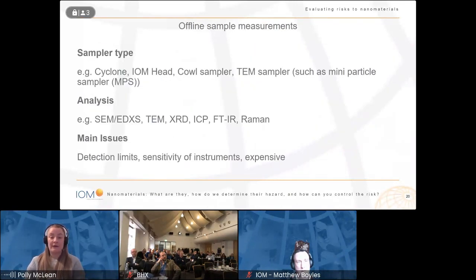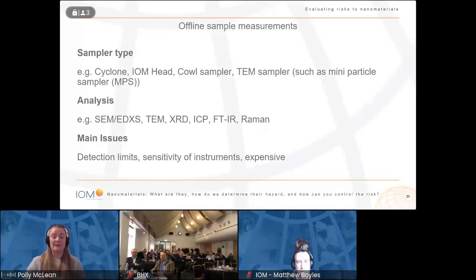Okay, so moving on to the offline sample measurements, as I said, these are needed to supplement the real-time information because it's not specific for particle types. And so to do that, we would implement processes that are already happening in occupational hygiene practices. So similar sampler types that you'll be aware of, so cyclones, IOM heads, cowl samplers. We've also been utilising TEM samplers, which are fairly new, where you can deposit directly onto a TEM grid, which makes it far easier for doing the TEM analysis.